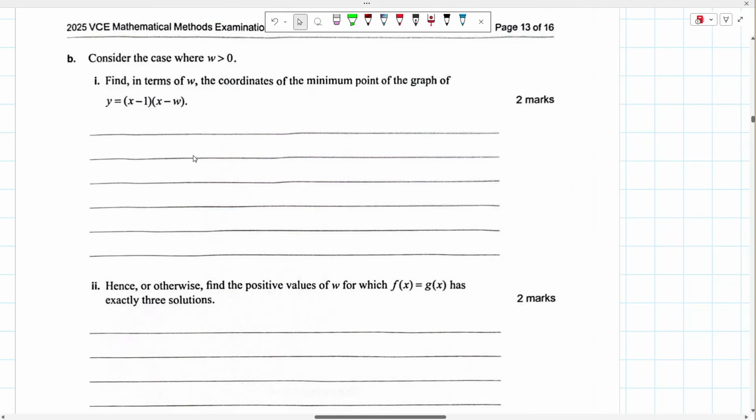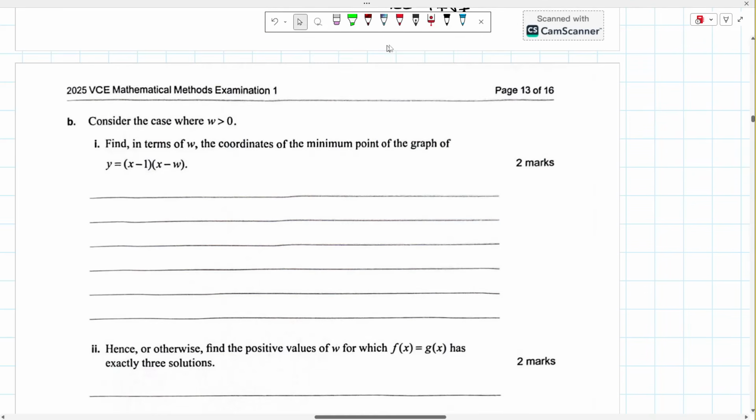Okay, getting close to the end now. So find in terms of w. Oh, sorry. So consider the case where w is greater than 0. Okay?